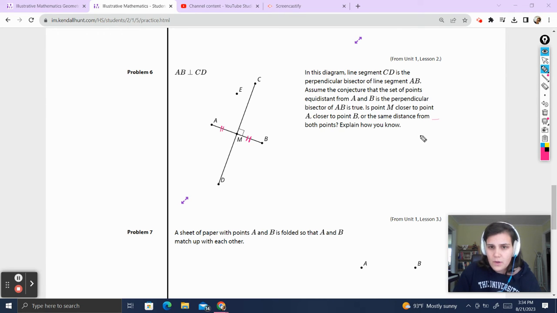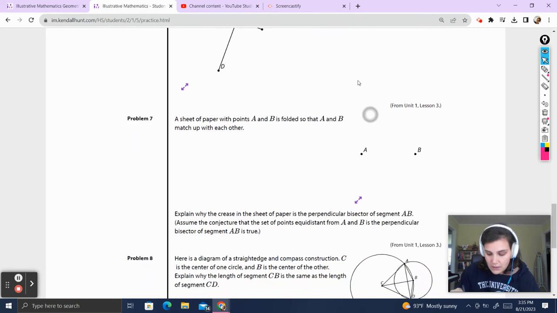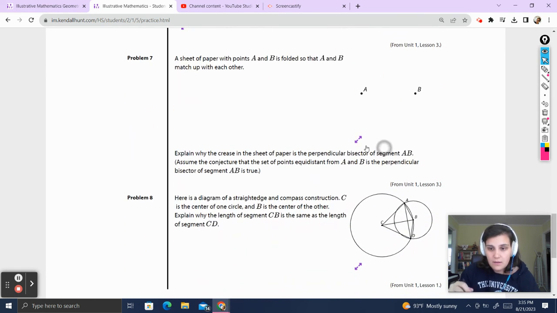Explain how you know. Well, we're assuming if it's on the perpendicular bisector, it is equidistant. So this point is equidistant from A and B. This point is equidistant to A to B. This point right here is on the perpendicular bisector, so then we assume it is equidistant from A and B. And so yes, it is the same distance from A and B. And that's it. We used our definition that it was given to us in the conjecture, and we went ahead and we drew a conclusion.